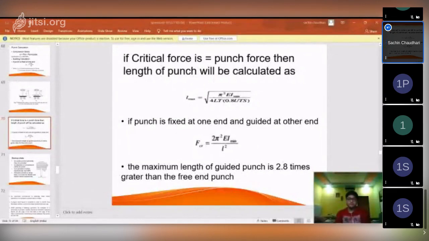So generally we use this formula while designing, since most of the time your punch is guided. And for very few applications your punch is a free ended punch. Any doubt, guys, please ask.